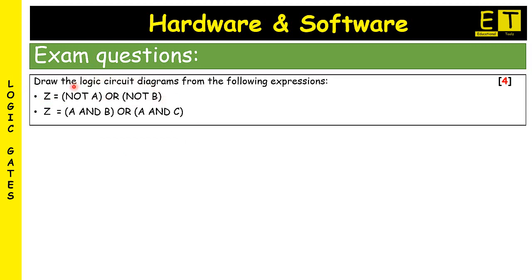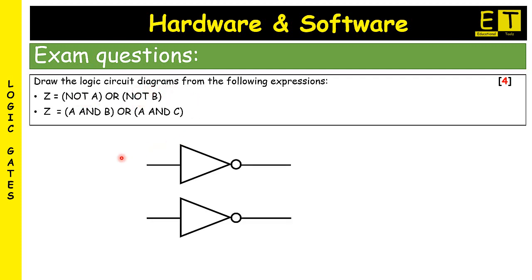As you're aware, we always start off with the brackets first, so we start off with the not A and then the not B gates as shown below. So we've got not A and not B. And then we know that we've got an OR gate which is going to be outputting the value Z. So we add our OR gate and we just join them together. Nice and easy.